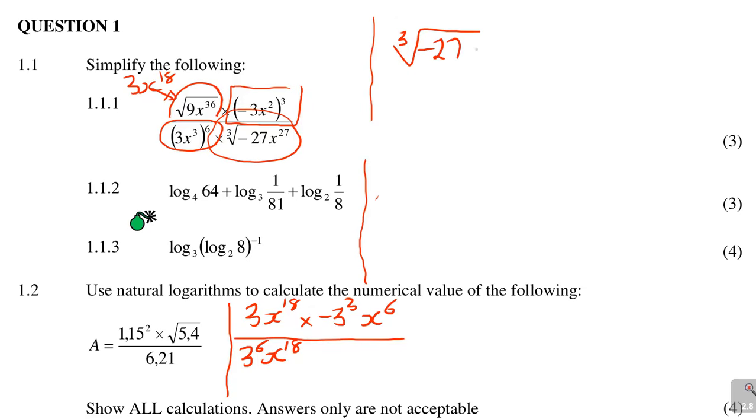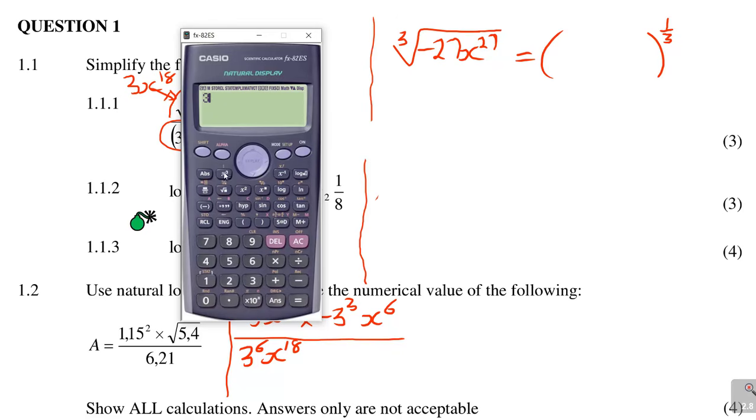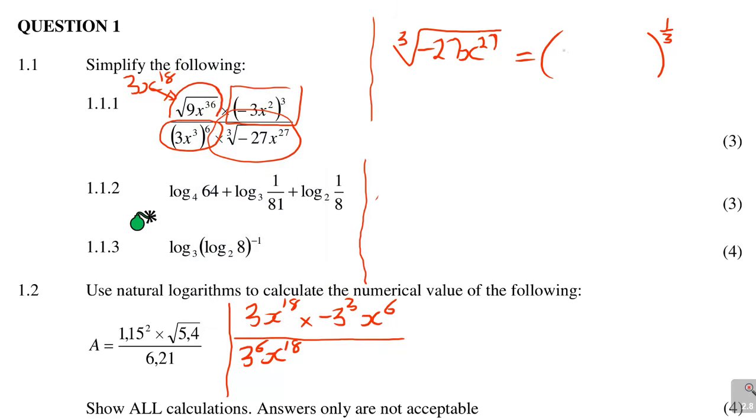of negative 27 x to the power 27, see that? So what I have here is put a bracket and then have 1 over 3, and then you've got now 27. Remember, if you take a calculator and quickly check, ask yourself, what is 27? 27 is 3 to the power of 3. If you just remind yourself, it's 3 to the power of 3, it will give you 27. So they always give you these numbers that are easier, or that can be expressed either as a square root or a cube root. So it's minus 3 to the power of 3 x to the power of 27.